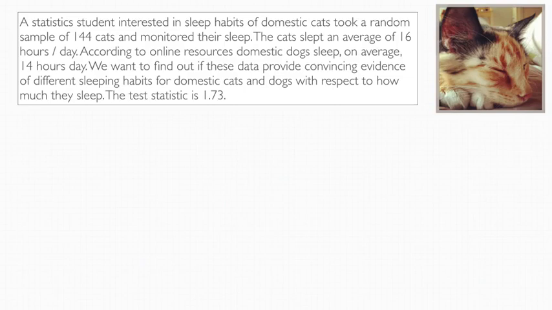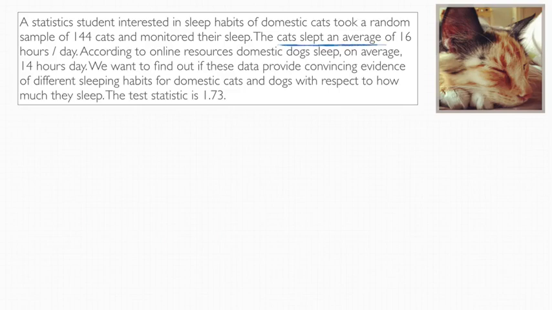A statistics student interested in sleep habits of domestic cats took a random sample of 144 cats and monitored their sleep. The cats slept an average of 16 hours per day. According to online resources, domestic dogs actually sleep on average 14 hours a day. We want to find out if these data provide convincing evidence of different sleeping habits for domestic cats and dogs with respect to how much they sleep. Note that the test statistic calculated was 1.73.